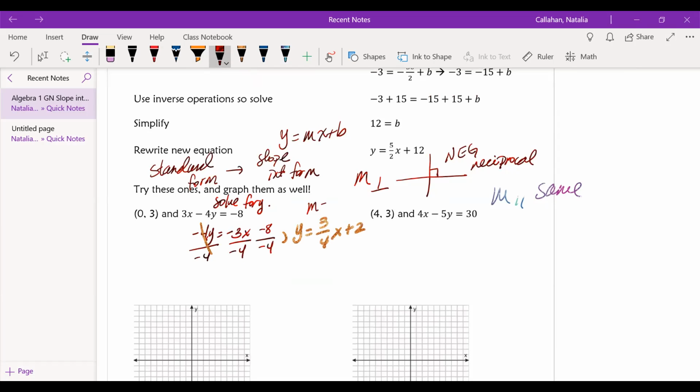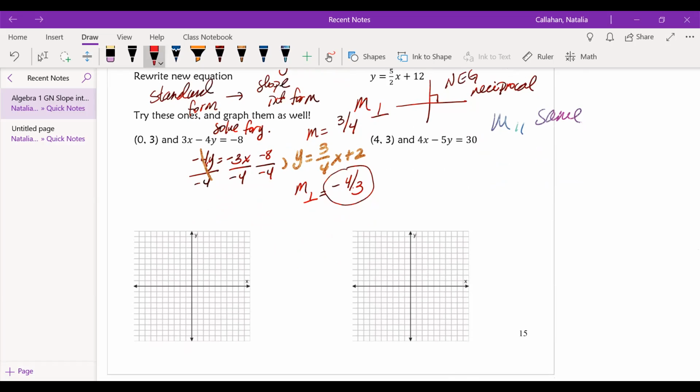So from this, I know that my slope is going to be 3 over 4. But since my slope is perpendicular to that, it will have to be flipped, and it has to be an opposite sign. So opposite of a positive is a negative. So it'll be negative 4 over 3. That is the slope that I'm going to be using for my equation.